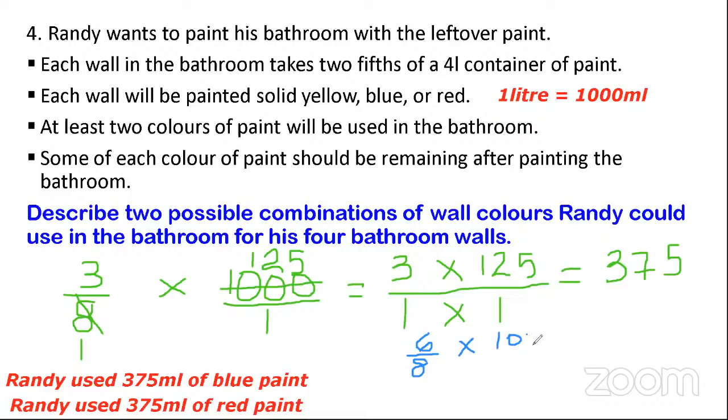All right, so. And we write this as a fraction over one. And we had done our cross multiplication before. So we say 8 into itself goes one time. 8 into 1,000 goes 125 times. And now we're left with the numerators at the top. 6 times 125 and 1 times 1. So 6 times 125 over 1 times 1. When I multiply 6 times 125, we would get 750 milliliters. So therefore, I'm going to write it up here, 750 milliliters of yellow paint.